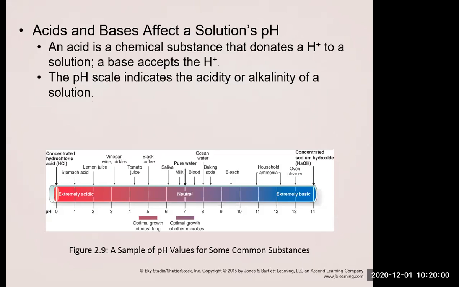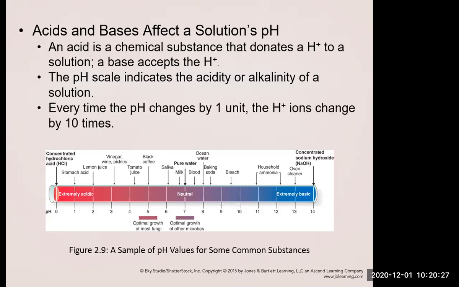And a base is going to do the opposite of that. A base is going to accept available protons in a solution and decrease the amount of hydrogen ions that are available. So increase protons, you're an acid. Decrease protons, you're a base. And let's just keep in mind that this is a logarithmic scale. So as we go from 1 to 2, we actually have 10 times the amount of hydrogen atom difference. So it's a log base 10 scale.